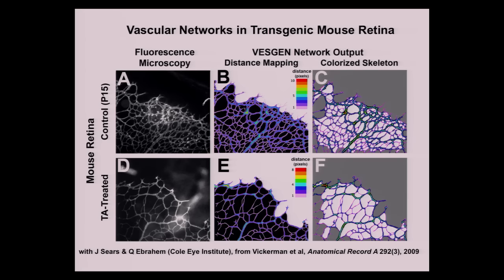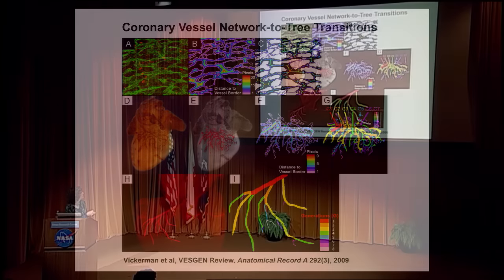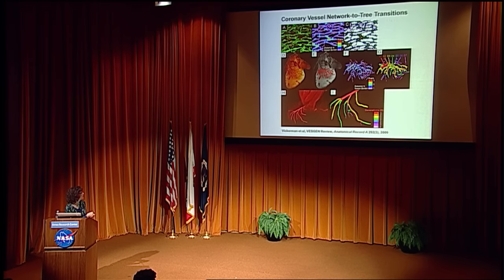Similar studies of network tree composites were done with John Sears and a model of infant retinopathy of prematurity at the Coli Institute. And with Michiko Watanabe and others at university hospitals and Case Western, we used the VestGen network, tree network, and mature tree analysis options to chart the development of the coronary vessels from their initial very diffuse amorphous network into transitional structures and ultimately a mature tapering vascular tree around the little mouse heart.